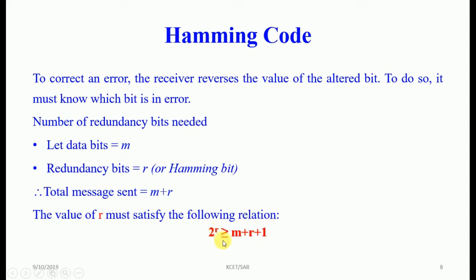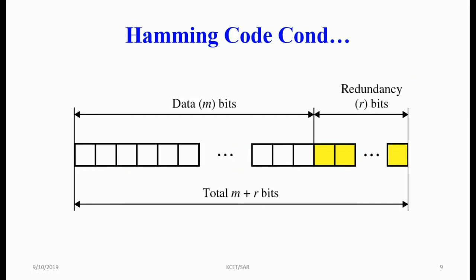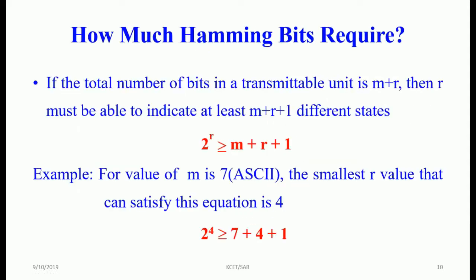Here r is the redundant bits and m is the data bits. The total message sent from transmitter to receiver is m plus r. This redundant bit is also called the Hamming bit. This is the Hamming code. The total number of bits transmitted from transmitter to receiver is m plus r. Here m is our data bits, and r is the redundant or Hamming bits, to be added in any position of the data string. How many Hamming bits are required? That means how many r bits should be included in this data string. This condition is used for finding the Hamming bits: 2 power r greater than or equal to m plus r plus 1.